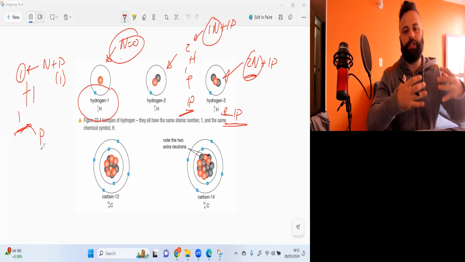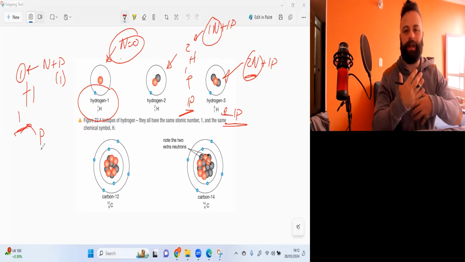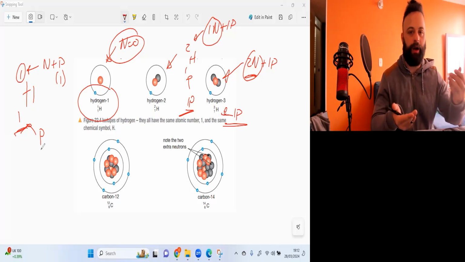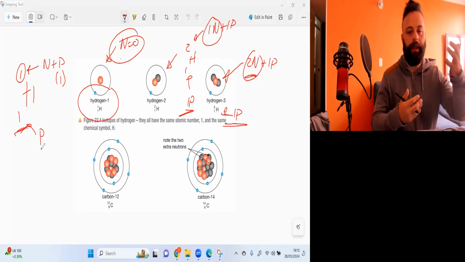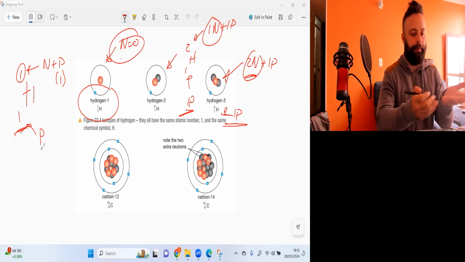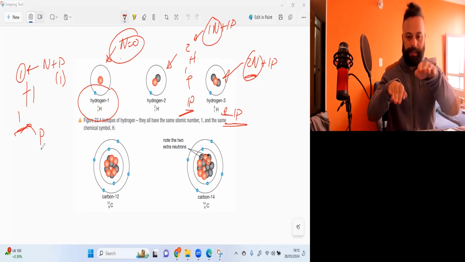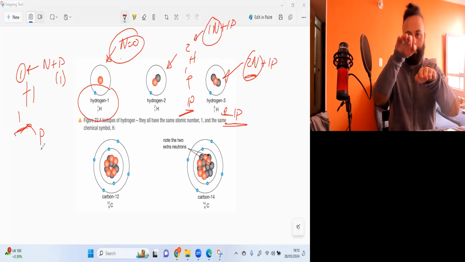Now, this doesn't change the properties too much. It does make it a bit unstable, and it does change the atomic mass. It does make it heavier. The more neutrons you have in the nucleus, the heavier it's going to be, because a proton and a neutron have about the same mass. So if you keep the proton mass the same and you're just increasing the neutron mass, you're making it heavier and heavier.